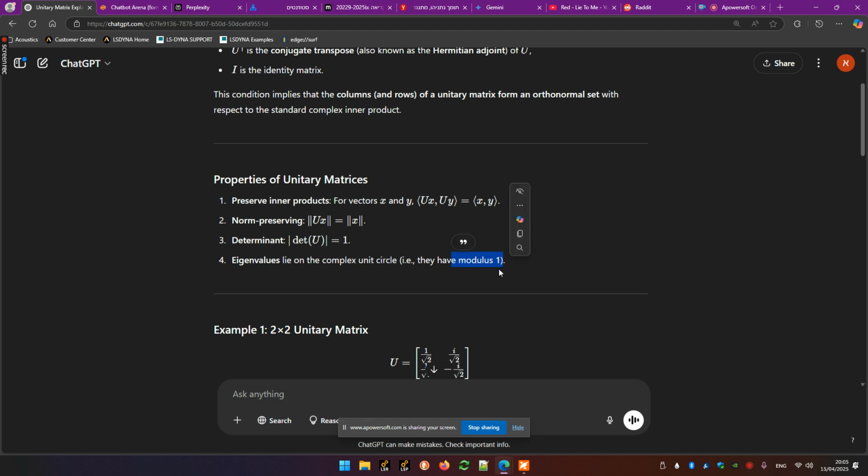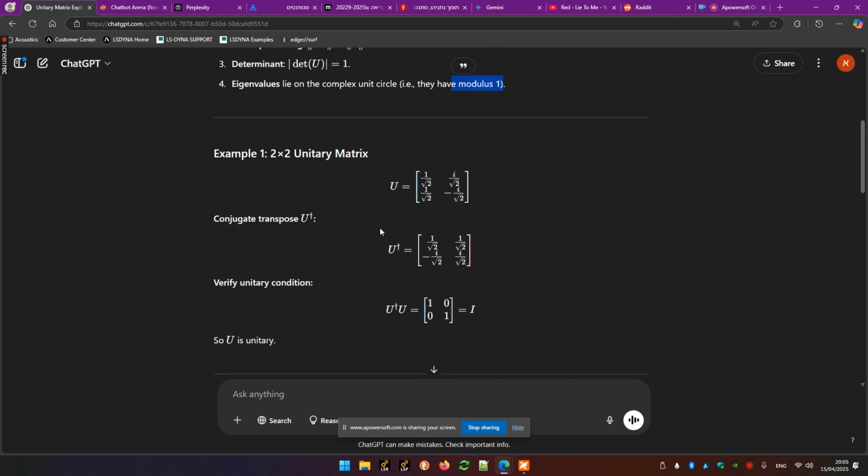Modulus, not equals 1. Now, those are examples of a unitary matrix. Again, if you take the multiplication between this column and this column, you will get 0 because they're orthogonal, but this column times itself is 1. The same goes for this column. Now, if you take the conjugate transpose, you get this, and if you multiply them, you get the identity matrix.